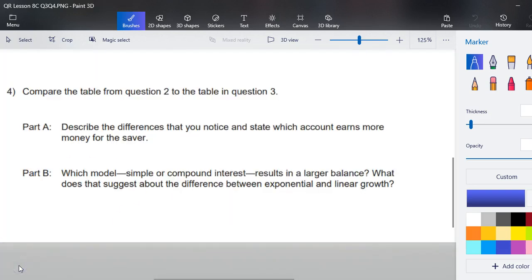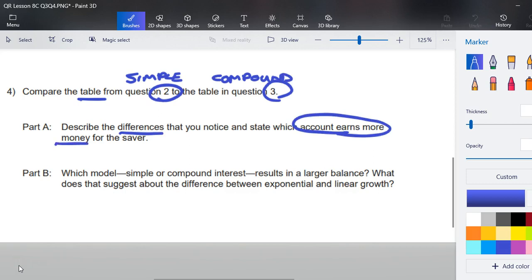As we finish up this lesson, question 4 asks us to compare the table from question 2 to the table from question 3. One was from simple interest, the other is from compound. Describe the differences that you notice and state which account earns more money for the saver. Looking at part A, something you might have written down is that for simple interest, the interest column is constant. For the compound interest table, the values in the interest column are increasing. As a result, the balance values in the compound interest table in years 2 to 5 are larger than those in the simple interest table.